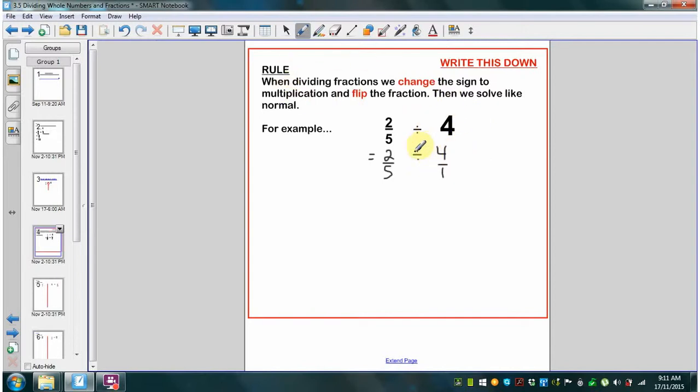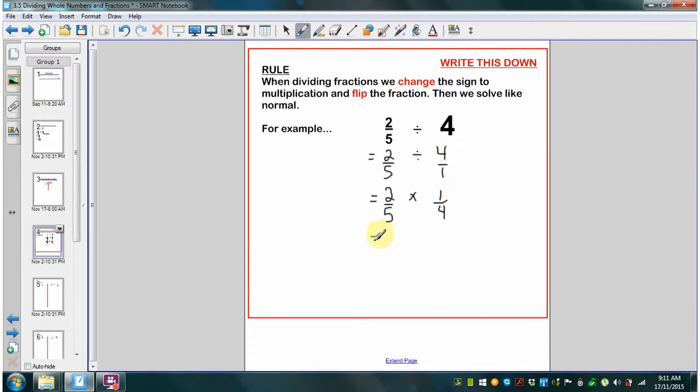Okay, so now we're going to apply this rule. We're dividing, a fraction divided by a fraction. So what do we do? We change the sign first. We always write down our first fraction as the same thing, 2 over 5. So we change and flip. Change this to a multiplication, and we flip this upside down. So the 1 comes on the top, and 4 goes on the bottom. Change and flip. We just changed our sign, and we flipped our second fraction.